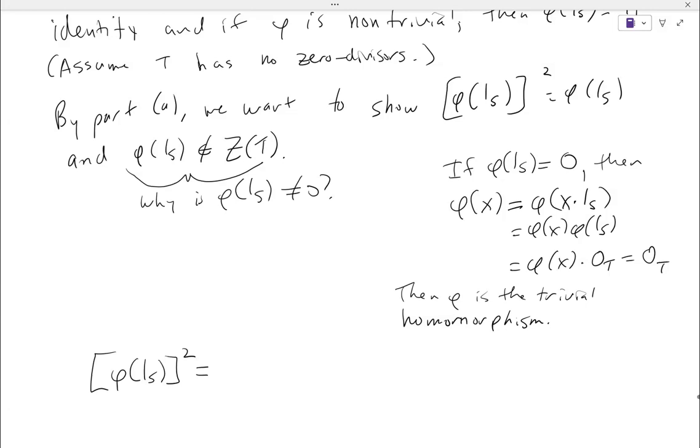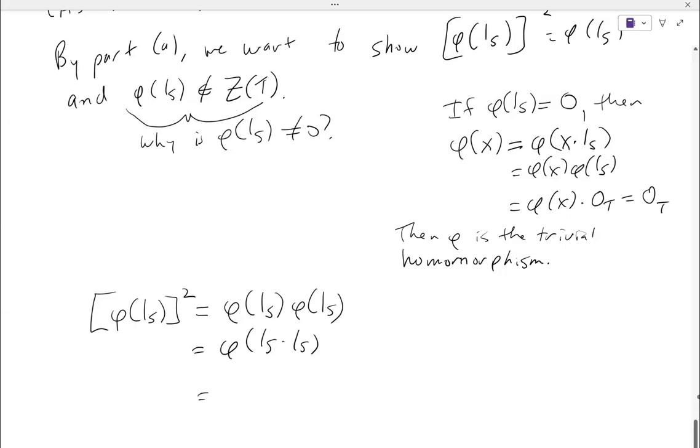Well, what does it mean when you take an x squared? What does that literally mean? If I have x squared, that literally means x times x. So this would be phi of 1 times phi of 1. But what kind of a function is phi? Yep, it's a homomorphism, so what can we do? Phi of 1 times 1, good. And 1 times 1 is 1, yeah.